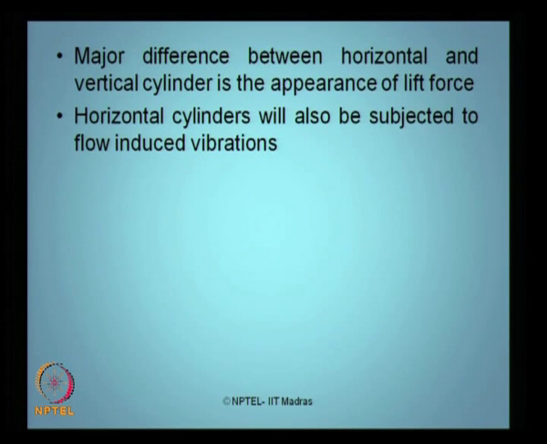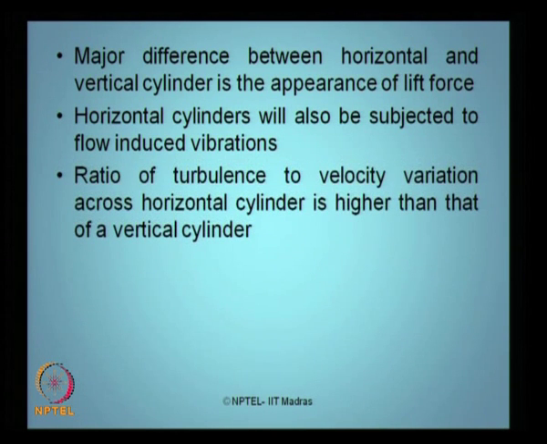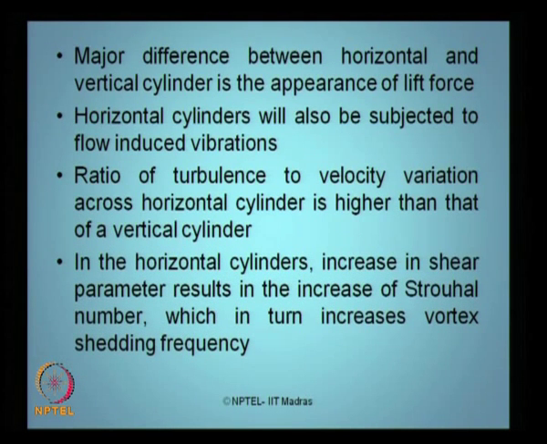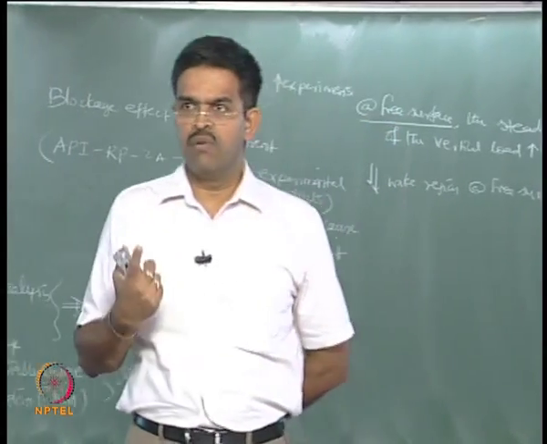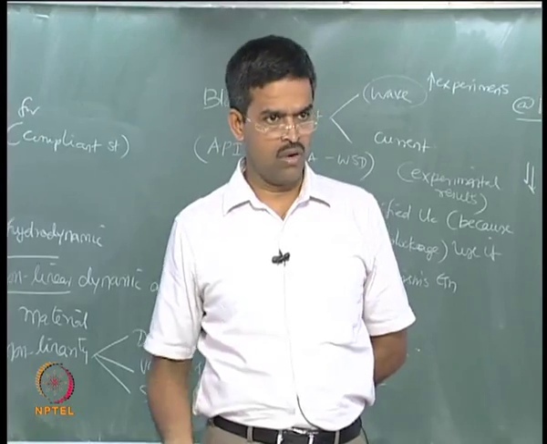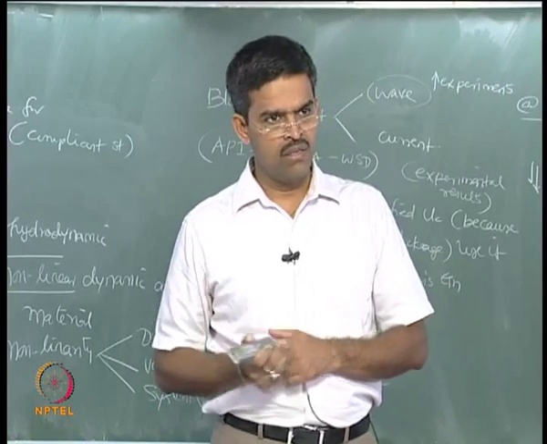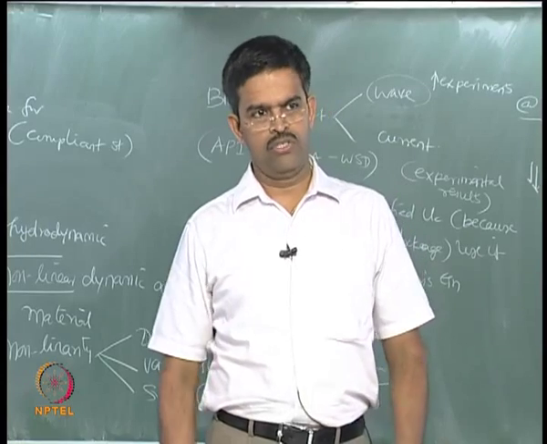Horizontal cylinders are also subjected to fluid induced vibrations, for example vortex induced vibration, VIV. Importantly, the ratio of turbulence to velocity variation across the horizontal cylinder is higher than that of a vertical cylinder. In a horizontal cylinder, an increase in shear parameter results in an increase in Stokes number, which in turn increases vortex shedding frequency. That is what the answer is. The vortex shedding frequency quantitatively will be enhanced by an increase in Stokes number, which happens essentially in horizontal cylinders, not in vertical cylinders. So the orientation of the cylinder will matter whether it will cause VIV or not.